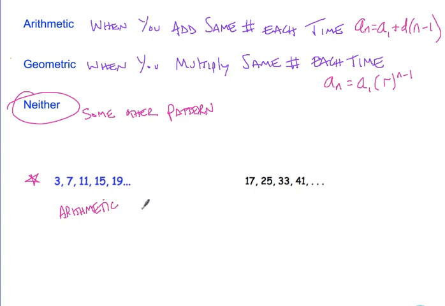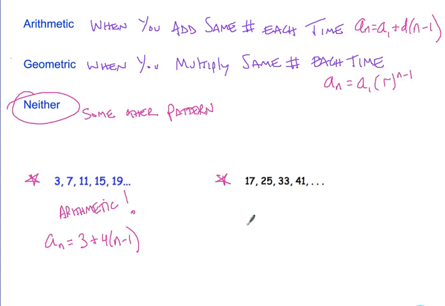Okay, so if I realize it's arithmetic, then I can write my explicit formula. My first term is a 3, and I'm adding 4 each time, times the quantity n minus 1. Boom, done, I got my formula. Don't have to think so hard. Let's look at this one.